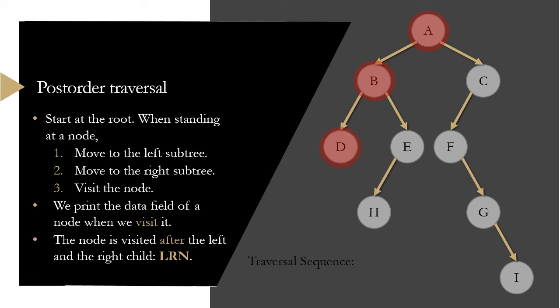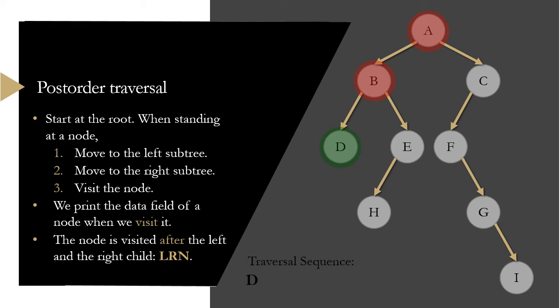So step 1 is done. Move to the right subtree, but there is no right subtree. Step 2 is done. Step 3 says visit the node. So I print D. Now I have completed all steps for D.